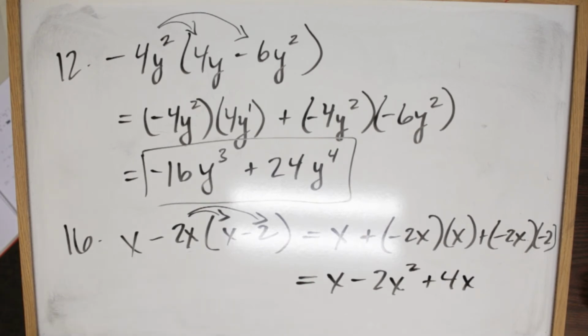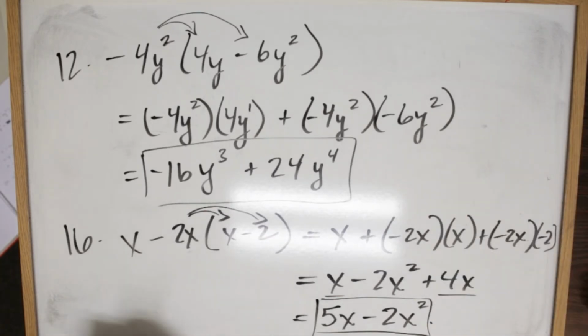Now, when we get to this point, take a look. This right here and this right here are like terms. I can actually combine them together. I can add them. So this means that I have 1x plus 4x. That will be 5x. And then over here I've got minus 2x squared. This is going to be just minus 2x squared. I don't have to do anything to it. And that is your final answer. Okay?